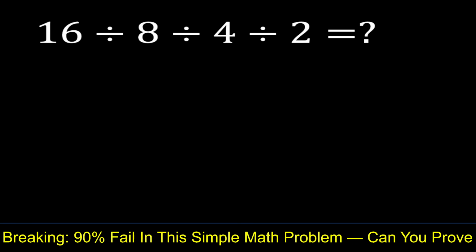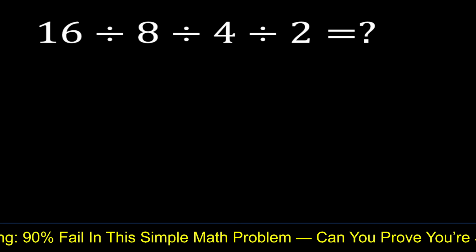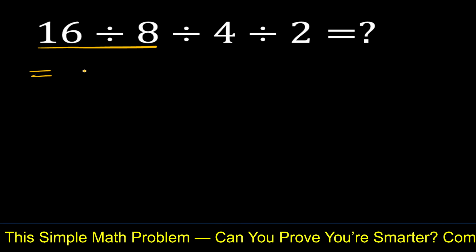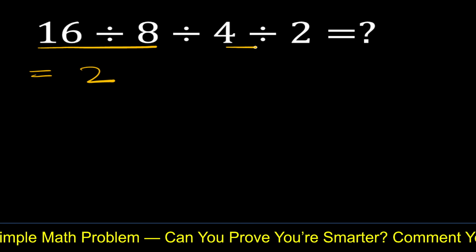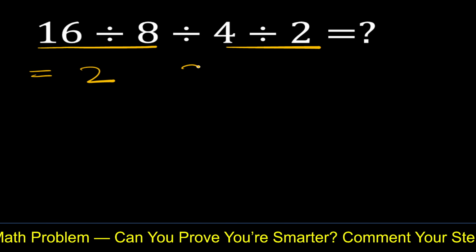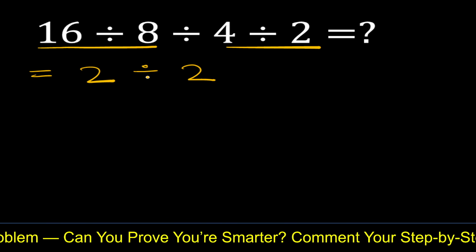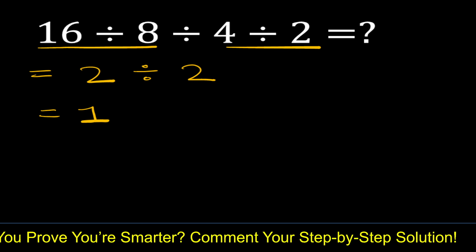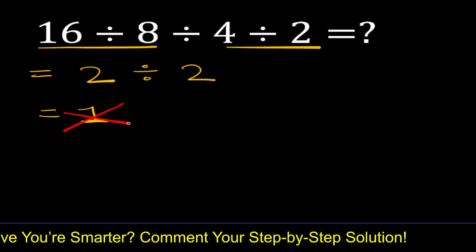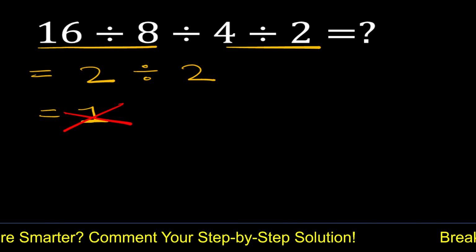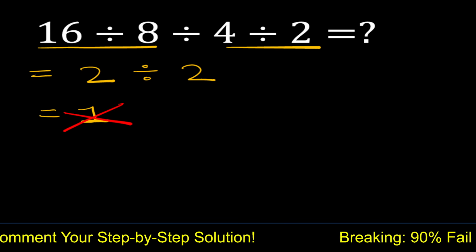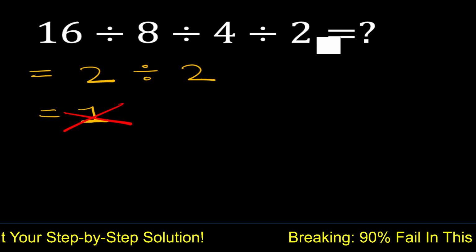So most people solve this question like 16 divided by 8 is equal to 2, right? Then 4 divided by 2 is equal to also 2. Now 2 divided by 2 is equal to 1. But this answer is not correct. This answer is completely wrong, right? So now let's solve this problem correctly by using a PEMDAS rule.